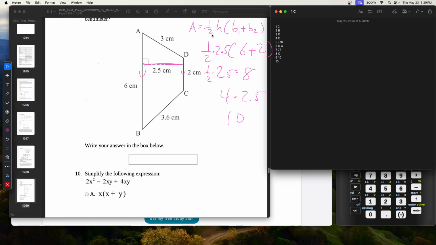So for the area of the figure, you can use the formula 1/2 height times, in parentheses, base 1 plus base 2. So base 1 is 6, base 2 is 2, height is 2.5. We multiply all that together and also multiply it by 1/2. Definitely you can just use the calculator for this one.